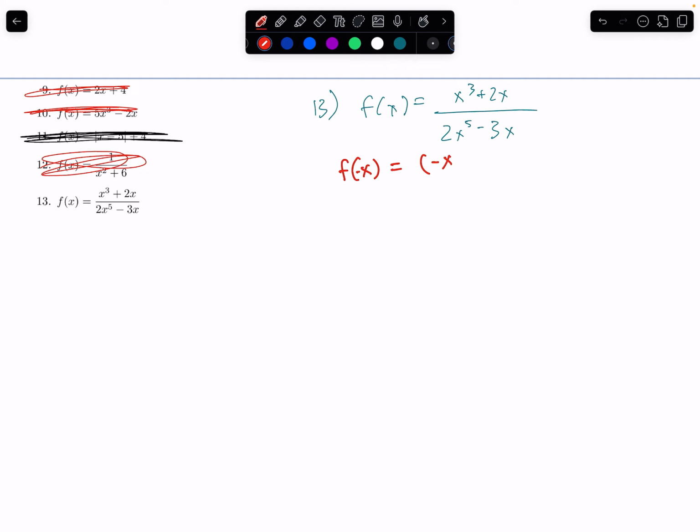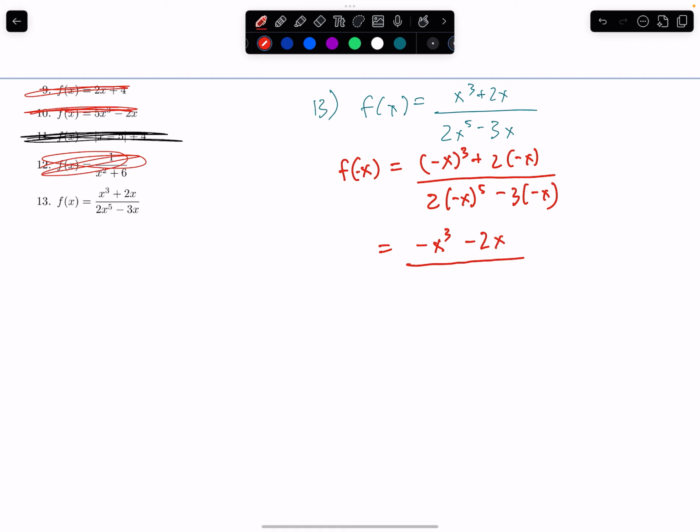F of negative x is going to be negative x cubed plus 2 times negative x, over 2 times negative x to the 5th minus 3 times negative x. Use our parentheses to effect here. Okay, let's see what pops out. The top, negative x cubed, is going to be negative x cubed. 2 times negative x is going to be minus 2x. The bottom, 2 times negative x to the 5th is going to be negative 2x to the 5th. Negative 3 times negative x is going to be plus 3x.